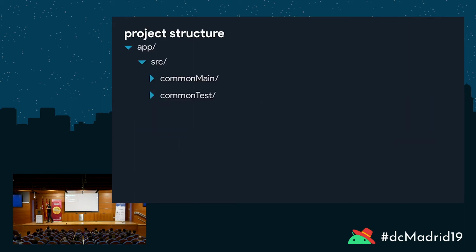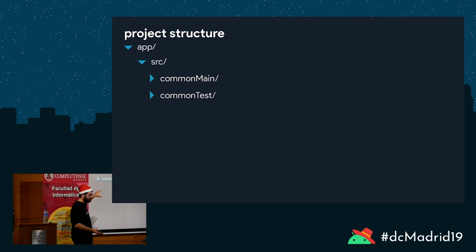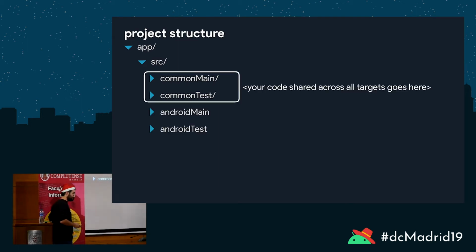Okay. So how this project is structured. It's typically like an Android project. You've got your app, and then you have your source, and then you're going to have your common model. This represents your code that's going to be shared across all the platforms, and also tests, because they're important.